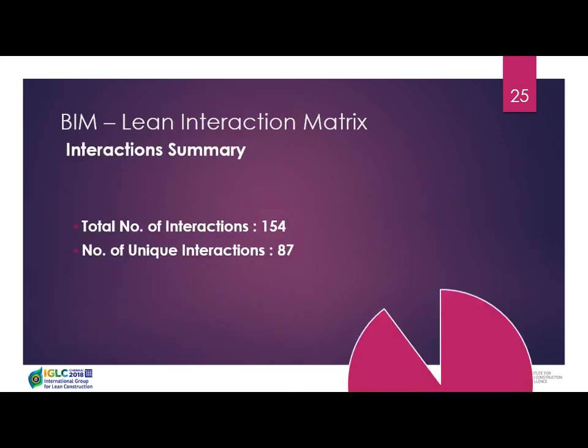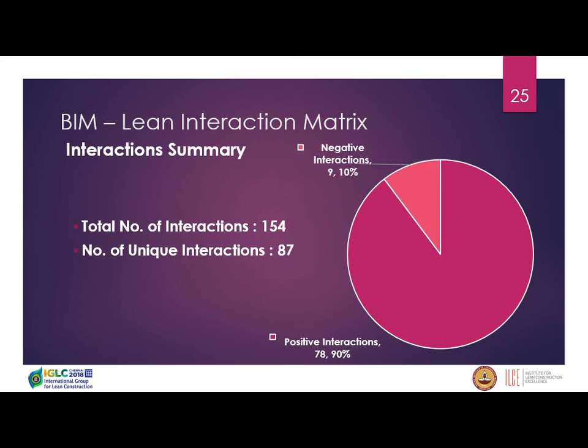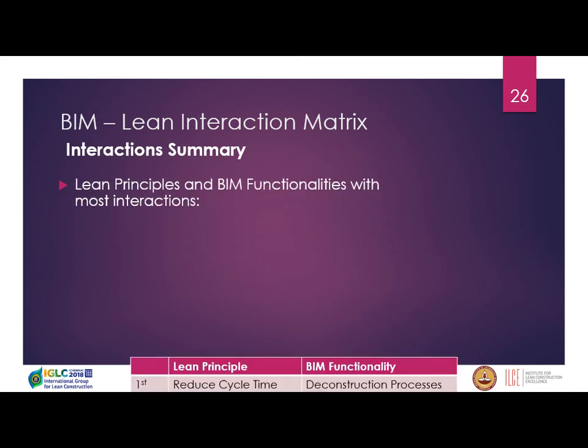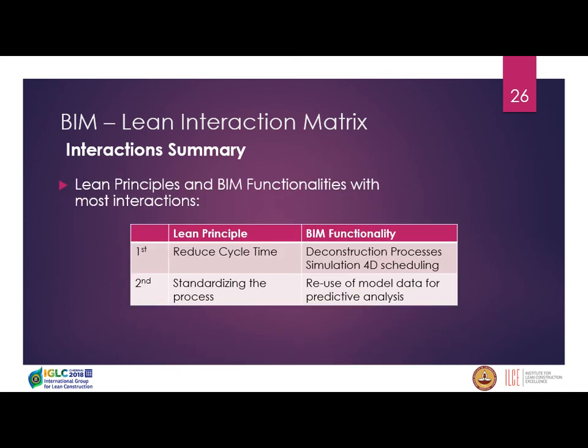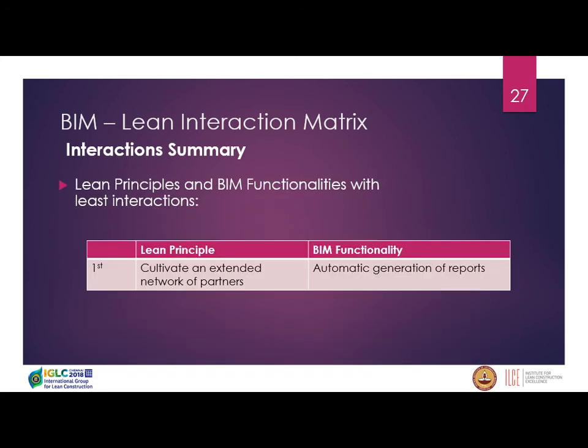From the interaction summary, we have reached around 154 interactions. 90% of them were positive, which is a good indicator. These were the principles and functionalities with the most interactions, and those were the least interactions. And in particular for automatic generation of reports, it was also mentioned in the original paper that even in deconstruction, when you have ease of generation of reports, you get confused with a lot of numbers.